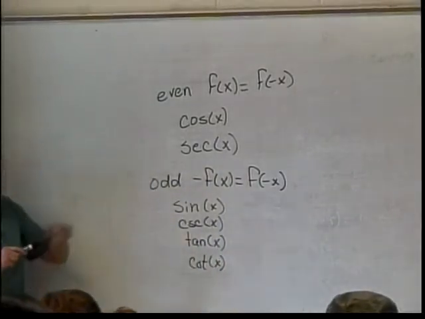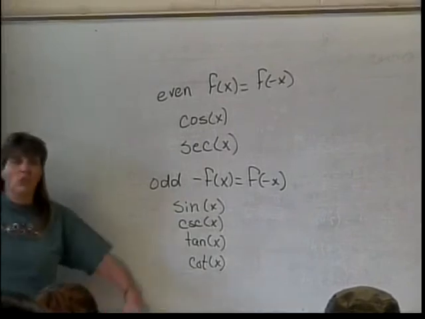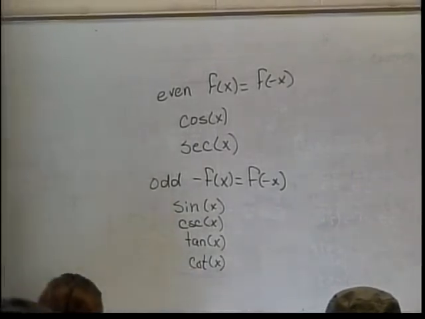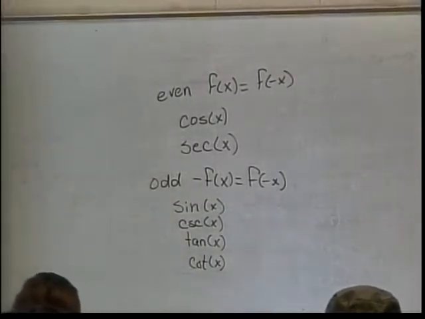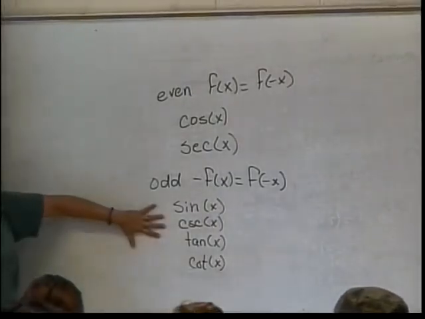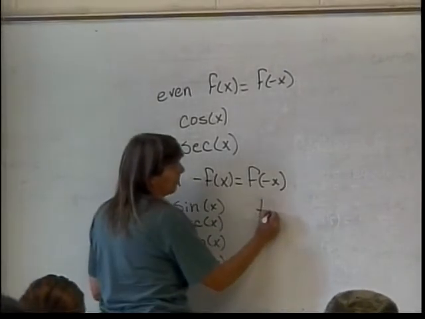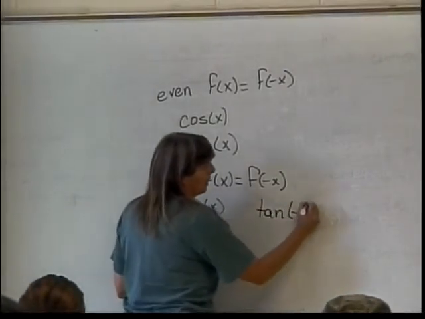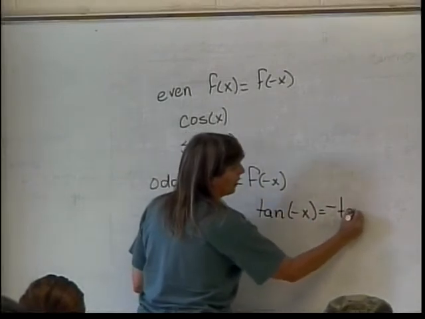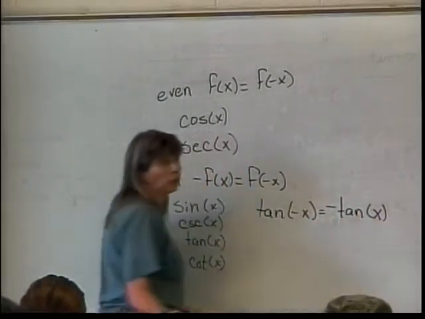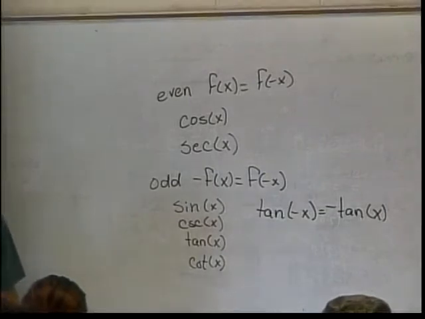So, keeping this in mind, we can answer these questions pretty easily. If the tangent of x is 4, then the tangent of negative x is going to be what? Well, tangent was an odd function. So the tangent of negative x is equal to the negative tangent of x. Well, what was the tangent of x in our problem? 4, so the answer would be negative 4.